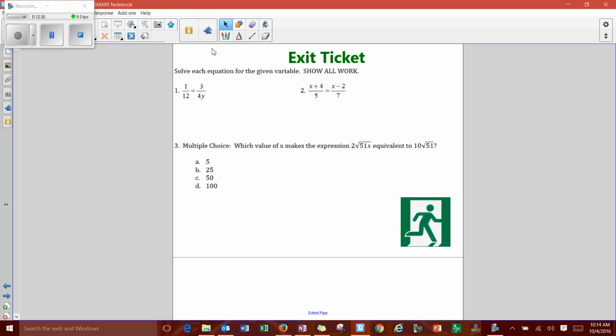All right, here is your exit ticket. So take a minute, work through this exit ticket, get this exit ticket from the sub, and you need to turn this in before you leave today. So make sure you show all your work, please, and please do this individually.